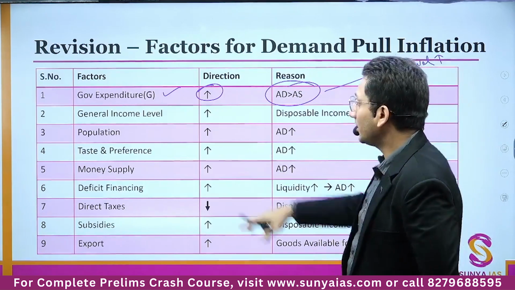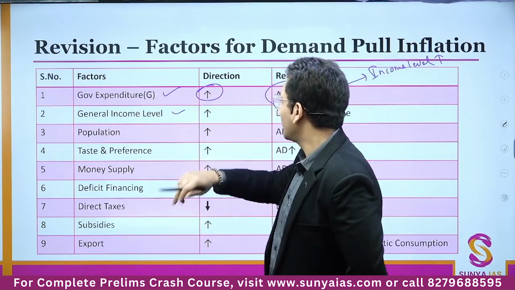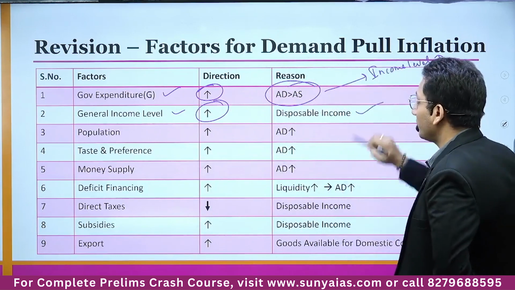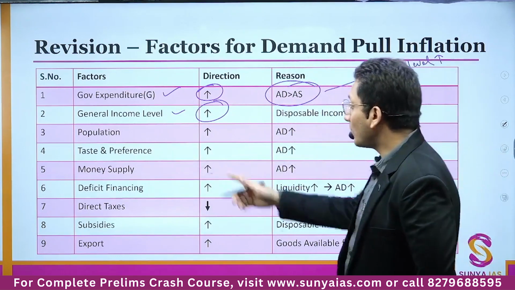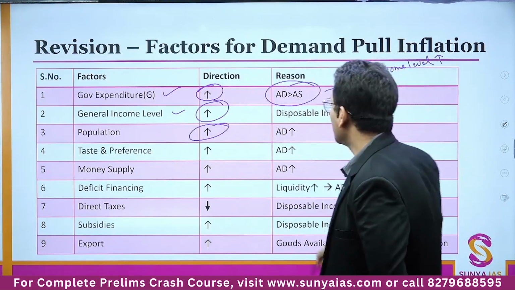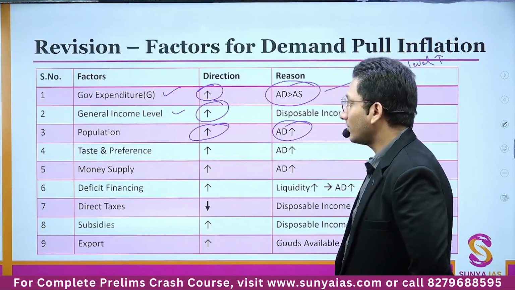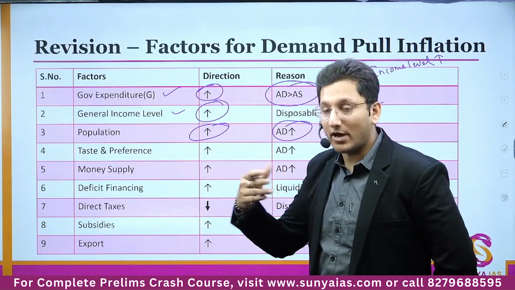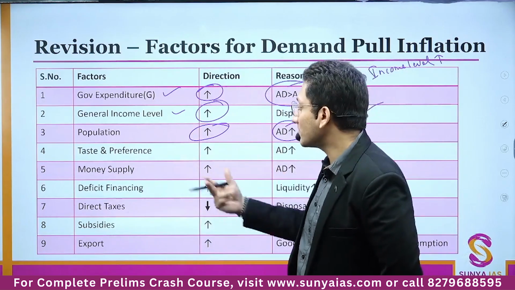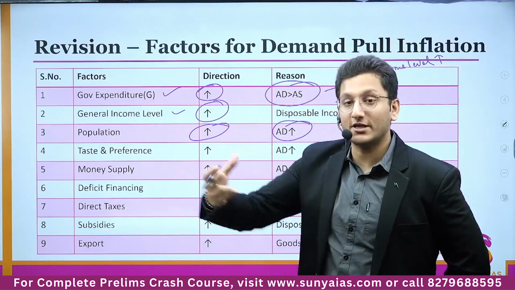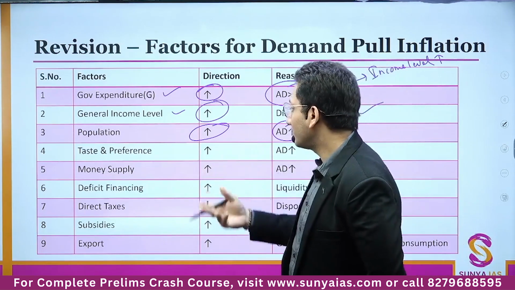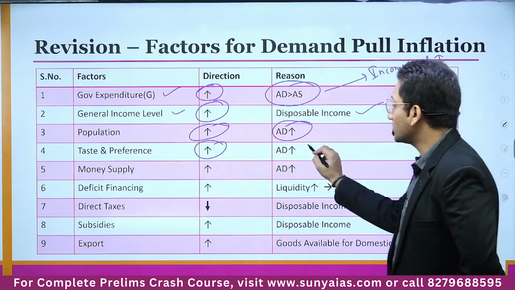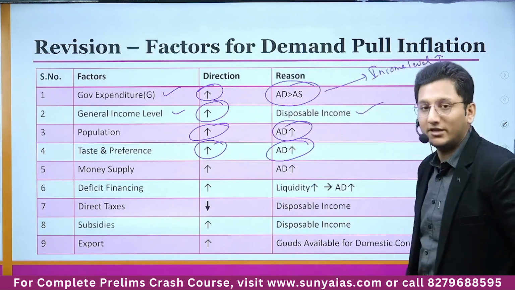कि अगर government expenditure बढ़ेगा तो इनकम लेवल बढ़ेगा. ठीक है, जनरल इनकम लेवल अगर बढ़ता है तो इन्फ्लेशन क्या होगा, इंक्रीज होगा बिकॉज ऑफ डिस्पोजेबल इनकम. इफ द पॉपुलेशन इंक्रीजेज द इन्फ्लेशन विल इंक्रीज बिकॉज द एग्रीगेट डिमांड विल इंक्रीज. नाउ द टेस्ट एंड प्रेफरेंस, इफ यू आर गिविंग एनी प्रायोरिटी टू एनी पर्टिकुलर कॉमोडिटी इन टर्म्स ऑफ टेस्ट एंड प्रेफरेंस, से अगर लोगों को कॉफी ज्यादा पीनी पड़ जाए या वो पीना चाहते हैं, then what's going to happen? The inflation will increase because the aggregate demand of that particular product will increase.